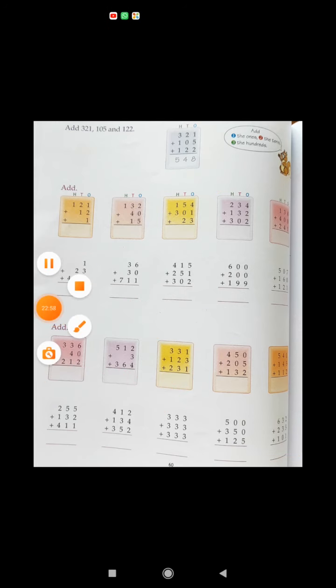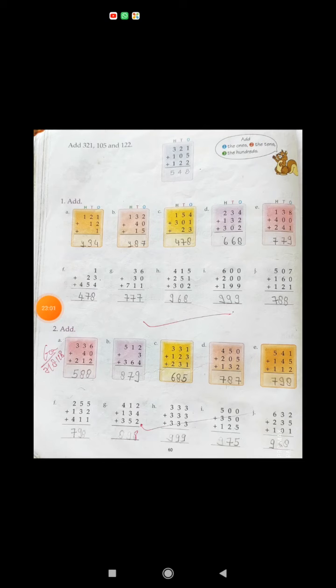I hope you understood this one. Students, listen carefully. Match the answers from here after completing your work which I have given in homework.